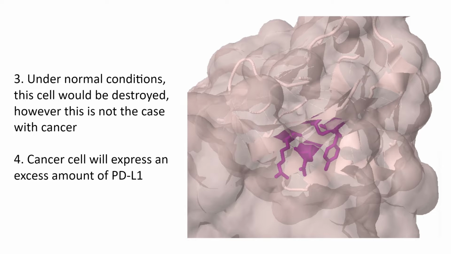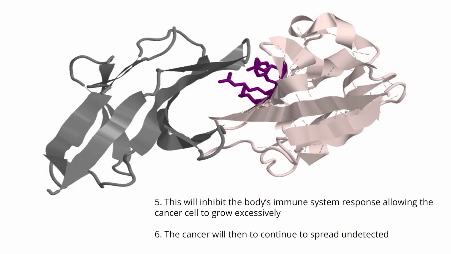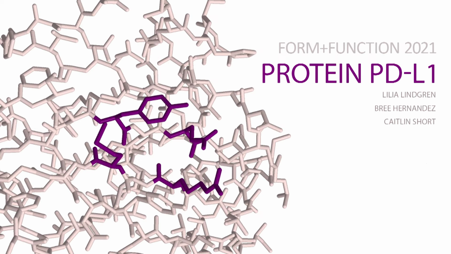The fourth step that will happen is the cancer cell will begin to express an excess amount of PD-L1. Following the increased expression of PD-L1, step 5 will occur, where PD-L1 is able to inhibit the body's immune system response, allowing the cancer cell to grow. Finally, the 6th step in the process will occur. The cancer will then be able to freely spread and grow in an individual's body with no way of stopping this.